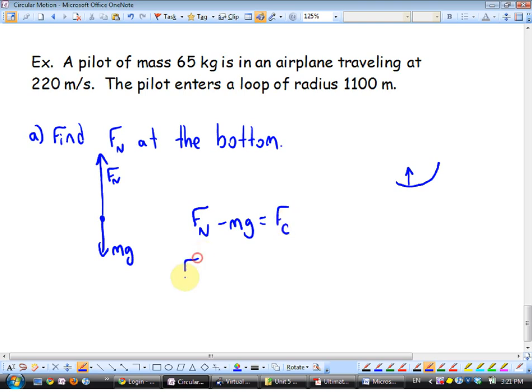The normal force is going to be plus the mg, plus FC, and don't forget the m. Am I going to use v squared over r or 4 pi squared r over T squared? I've heard two answers. Which one? Why? Yeah, I didn't give you the period. Crunch a number, see what you get. 65 times 9.8 plus 65 times 220 squared divided by 1100. I may have made up terrible numbers. It's possible this pilot might die. That's why I want to know.